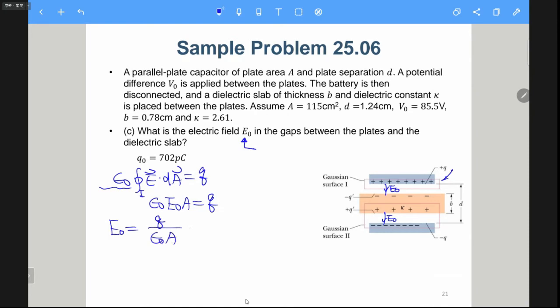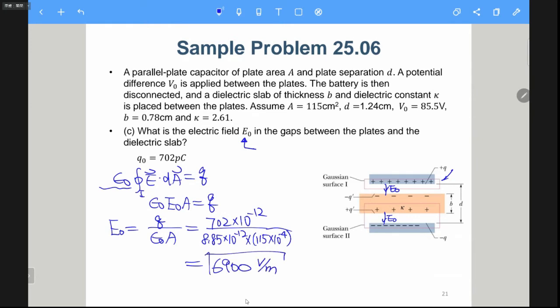So let us plug in the values: 7.02 times 10 to the minus 10, and then over 8.85 times 10 to the minus 12 times A, which is still the same, 115 times 10 to the minus 4th power. So this is like 6,900 volt per meter, which is quite a strong E field.